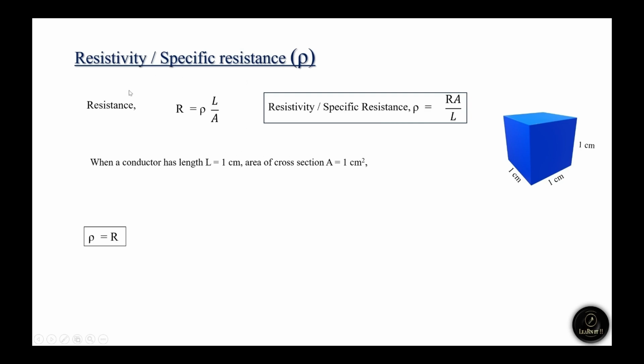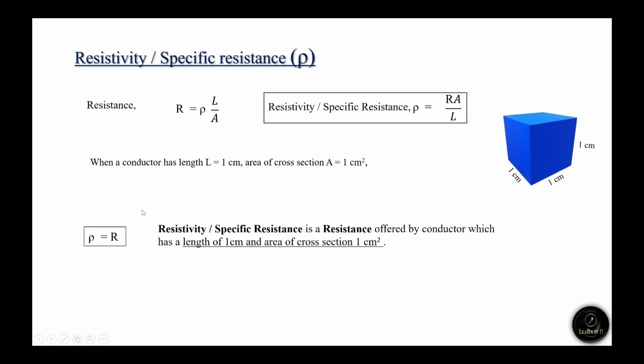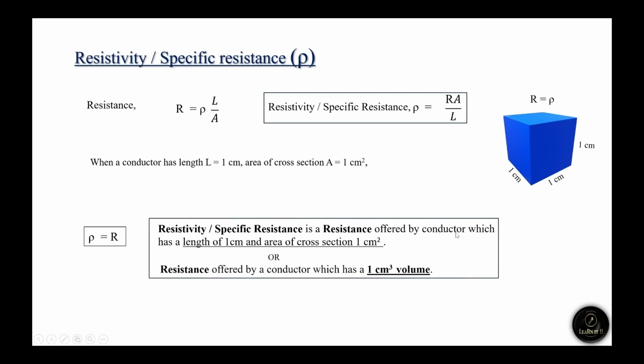So specific resistance or resistivity is the resistance offered by a conductor which has a length of 1 centimeter and area of cross section 1 centimeter square. Or we can say the resistance offered by a conductor which has 1 centimeter cube volume is called resistivity. The unit of resistivity or specific resistance is ohm centimeter or ohm meter.